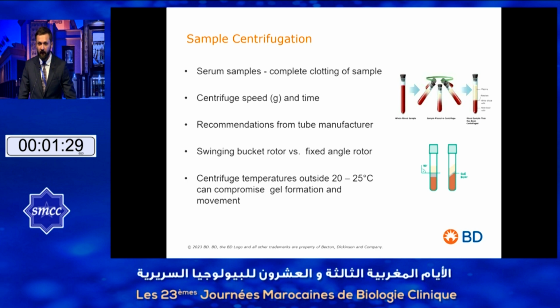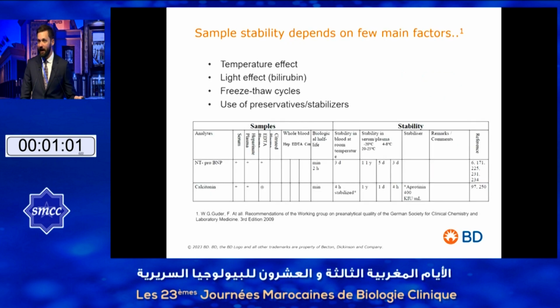Centrifugation is another important step within the pre-analytical stage. So we always need to check what speed is recommended, and what centrifugation time is recommended for each category of tubes. Is it a fixed angle or a swing bucket centrifuge that needs to be used for the centrifugation process? So it's always good to double check all those steps to perform centrifugation in the best way to avoid any pre-analytical issues.